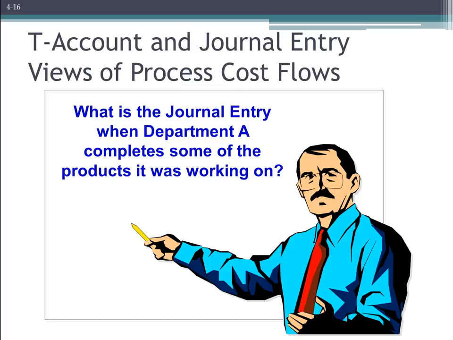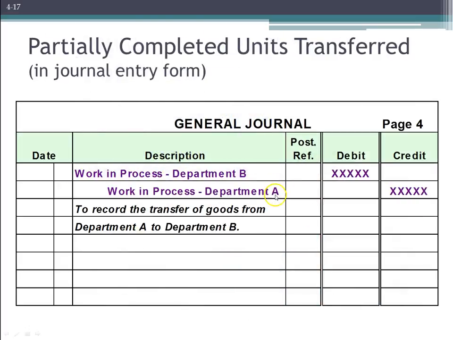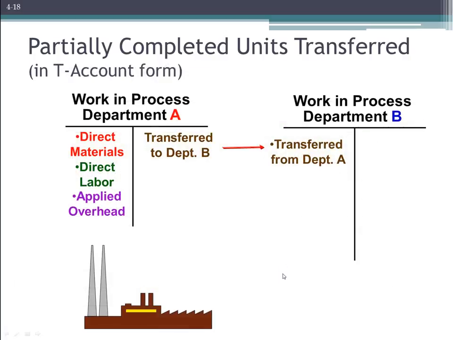Now, once Department A is done with a certain amount of products, instead of moving them into finished goods ready for sale, because these products are not ready for sale, they would move them into the next department, which for our purposes is just called Department B. And it's really simply just taking it out of work in process from Department A, that's crediting it, and then debiting the work in process for Department B to show an increase there. And that's one of the costs for Department B's work in process, right?